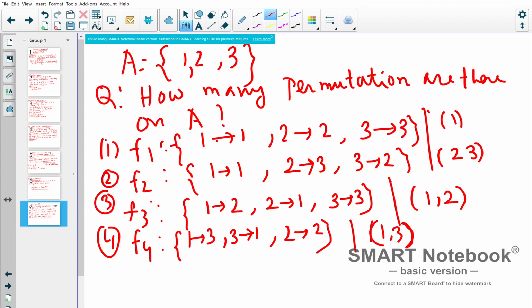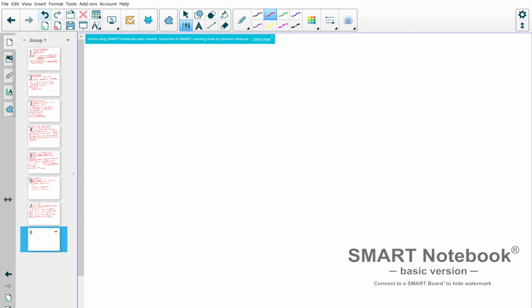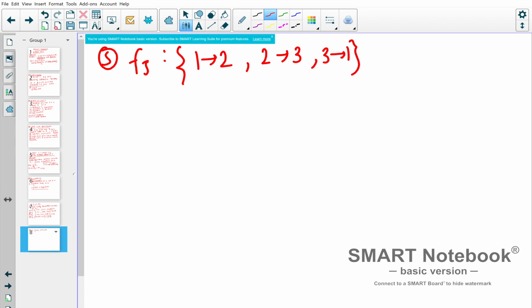Now you see that there are still two maps left. What are those maps? Let me write down another two maps, say F5. It sends 1 to 2, and 2 to 3, and 3 to 1, and in cycle notation you write down (1 2 3).